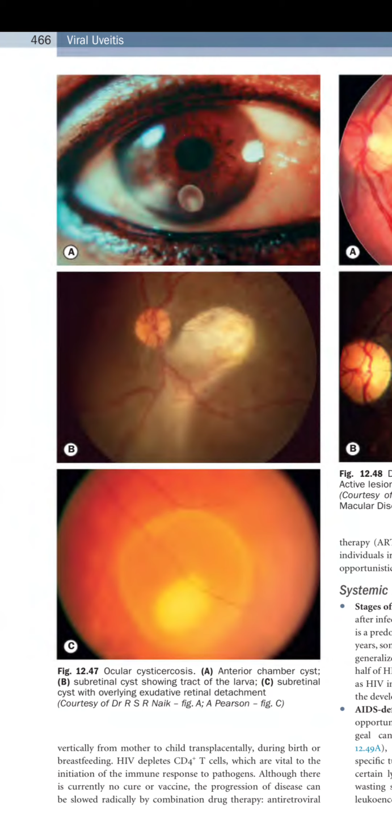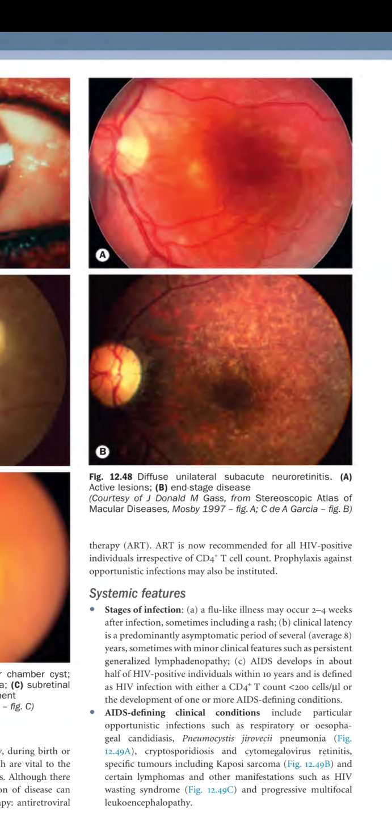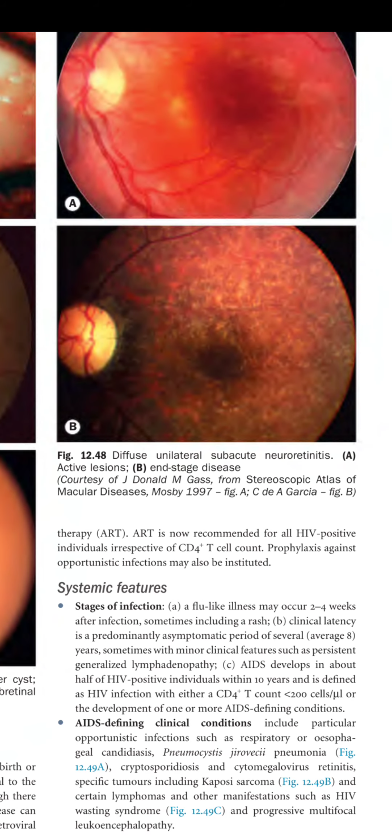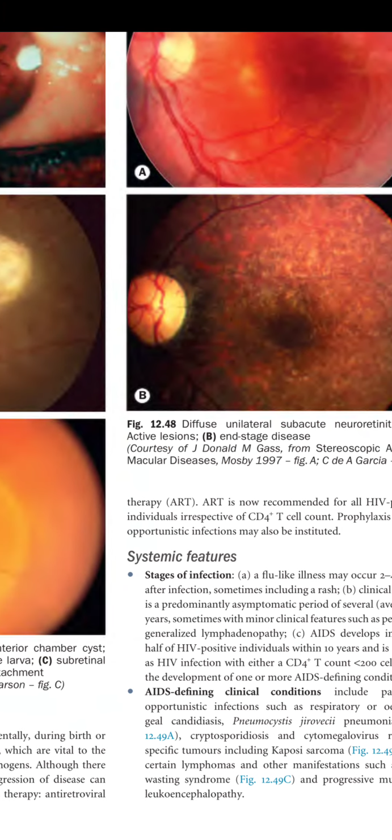Although there is currently no cure or vaccine, the progression of the disease is slowed radically by the combination drug therapy, antiretroviral therapy (ART). ART is now recommended for all HIV positive individuals, irrespective of CD4 positive T cell count. Prophylaxis against opportunistic infections may also be instituted. So basically, HAART is the therapy which is recommended for AIDS, and you also give antibiotics for the other opportunistic infections.